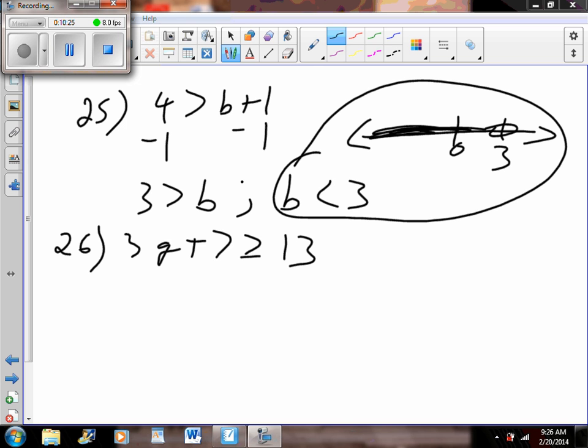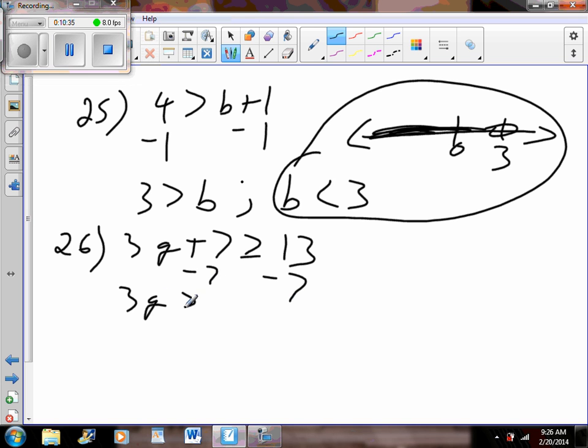So what do I want to do? 3 cubed plus 7 greater than or equal to 13. This is what we're looking at. So let's subtract 7. When I do that, what's 13 minus 7? 6. Okay? Divide by 3. Cube greater than or equal to 2, right?